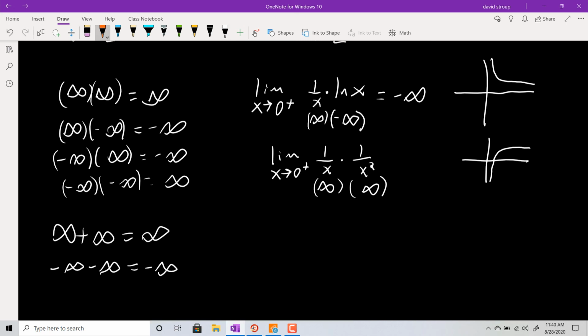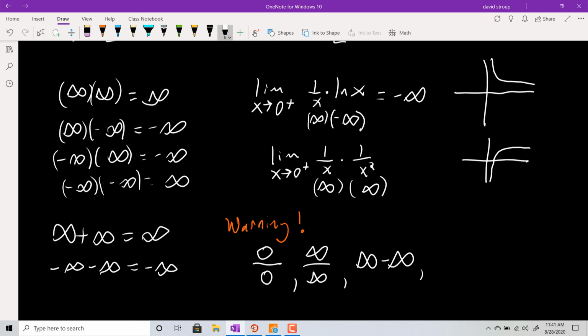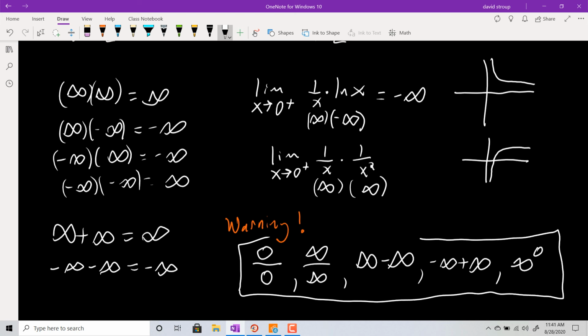So, warning: you still have these indeterminate forms floating about that we'll see in Calc 2 usually, and sometimes in Calc 1. The indeterminate types, right? 0 over 0, infinity over infinity, infinity minus infinity, negative infinity plus infinity, and some of these weird ones where you have something like infinity to the 0 power. These guys are indeterminate. Except for the first one, we don't really know how to deal with them yet.